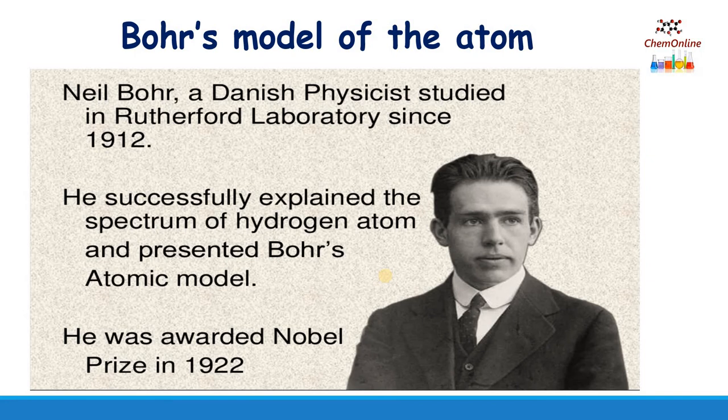Several scientists were working to rectify the drawback in Rutherford's model, and Niels Bohr was one among them. He was a Danish physicist who set about trying to solve the problems with Rutherford's model. He realized that classical physics could not properly explain what was going on at the atomic level. Instead, he invoked quantum theory to try and explain the arrangement of electrons.